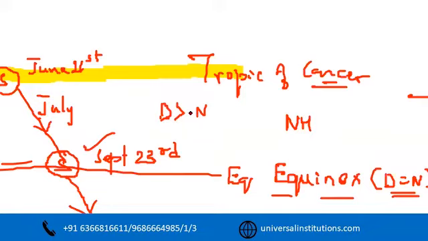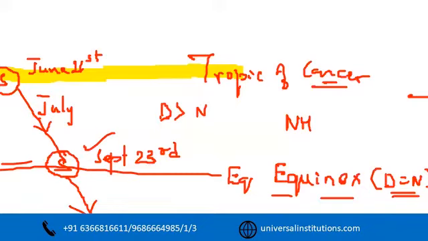It is not exactly 12-12. Days are longer than night. But when the Sun comes here, on September 23rd, then our day and night will become equal. 12 hours day, 12 hours night on March 21st and September 23rd.